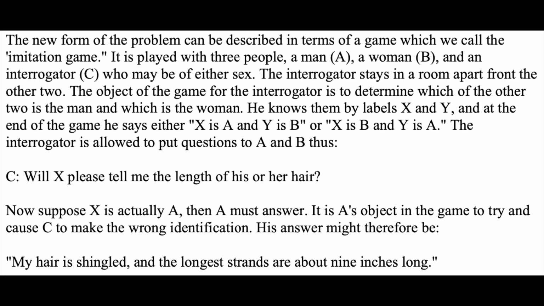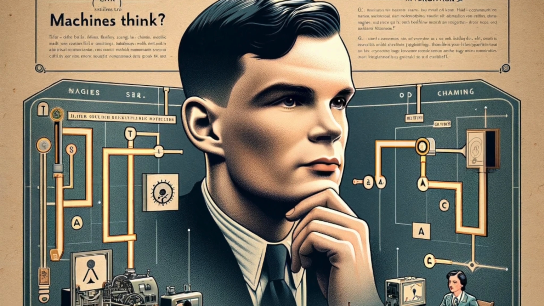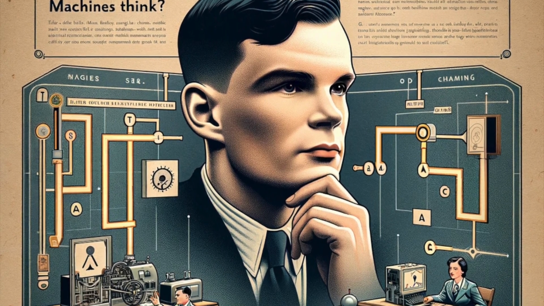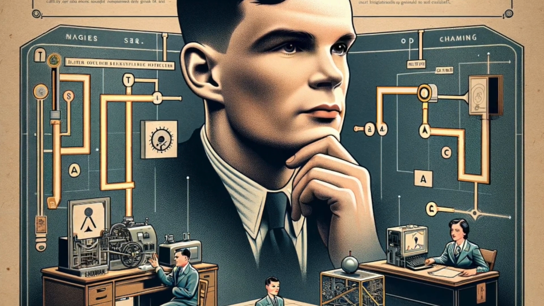In the imitation game, there are three participants: a man, A, a woman, B, and an interrogator, C, who is in a separate room from A and B. The objective of C is to determine which of A or B is the man and which is the woman, based on their answers to questions posed by C. Turing then proposes a variant of this game where a machine takes the place of A, and the question becomes whether the interrogator can distinguish between the machine and the human.